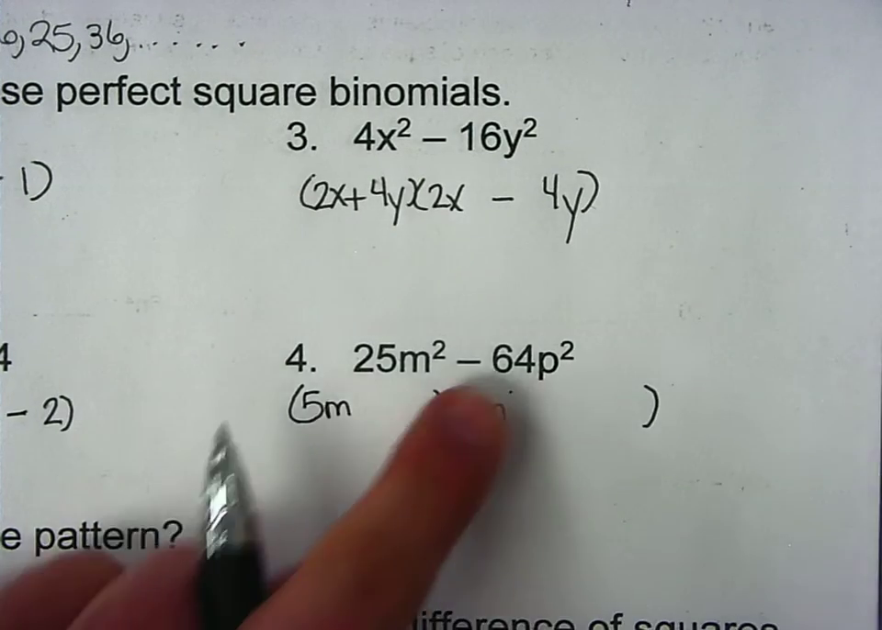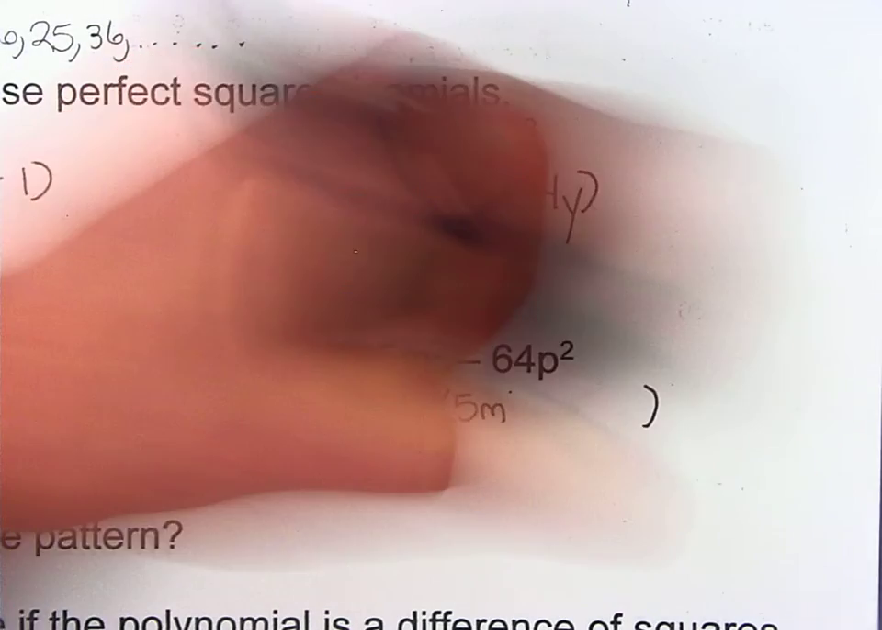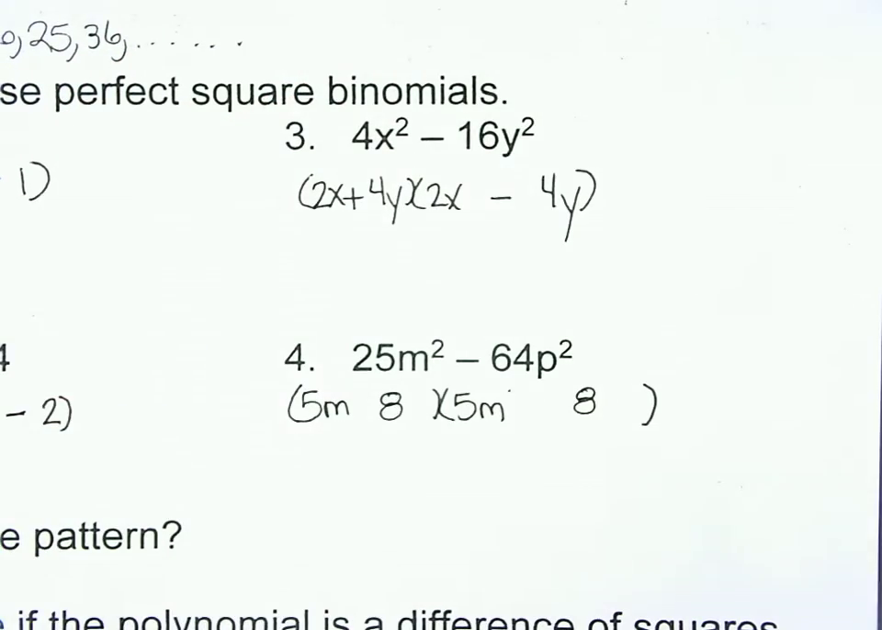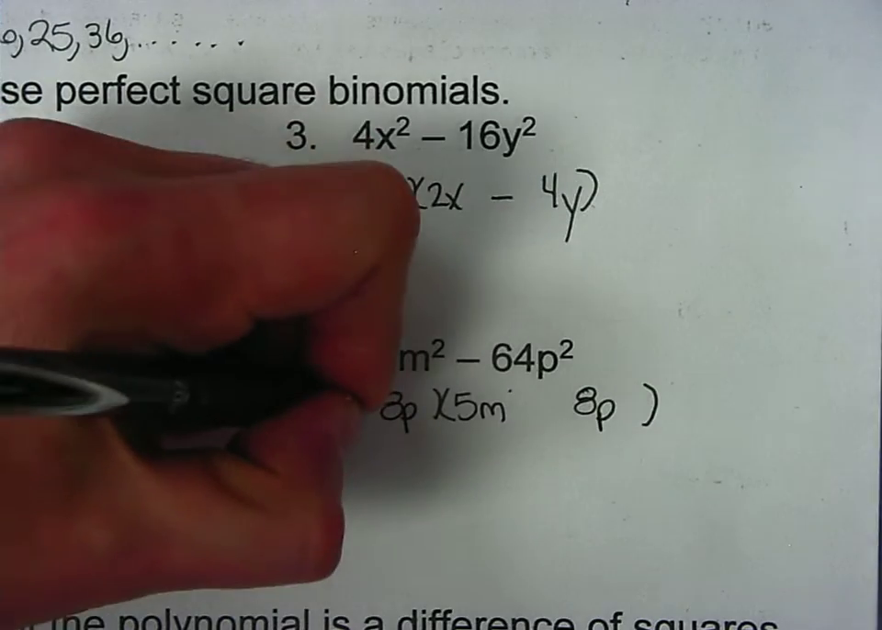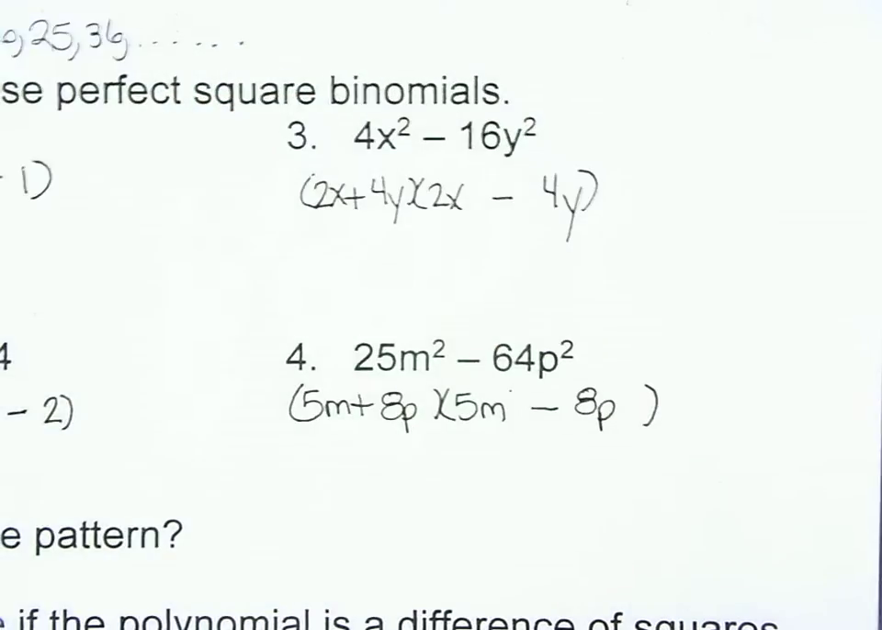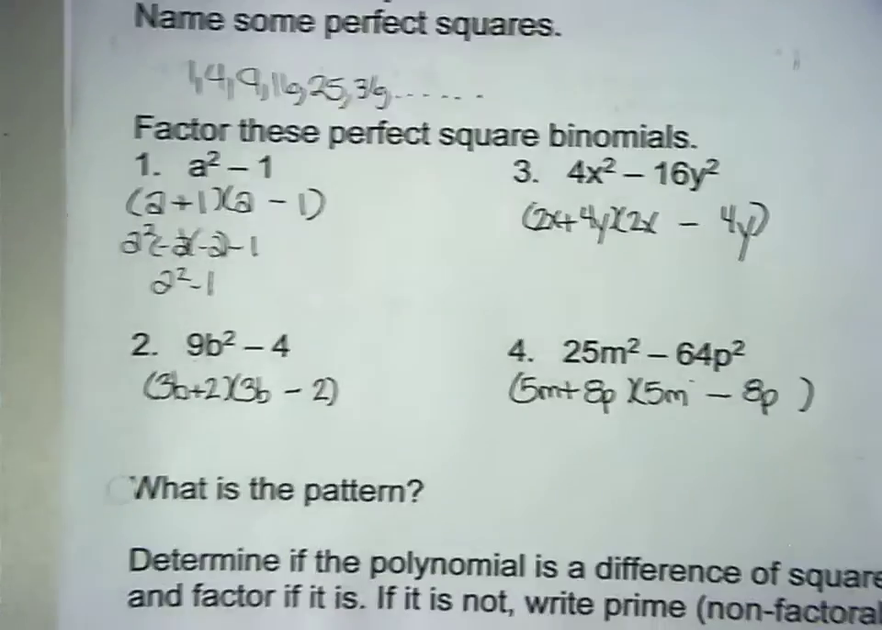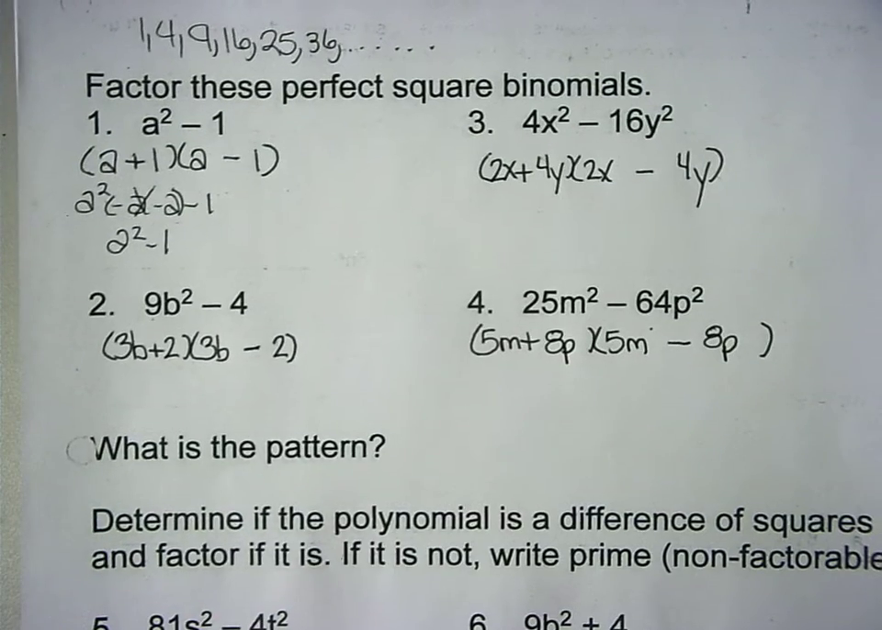What is the square root of 64? That would be an 8. What is the square root of p squared? That would be a single p. In order to get the difference, I would need a positive version and a negative version. So, from these 4 examples, what patterns have you been noticing?